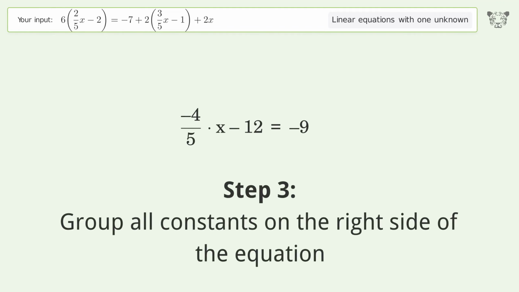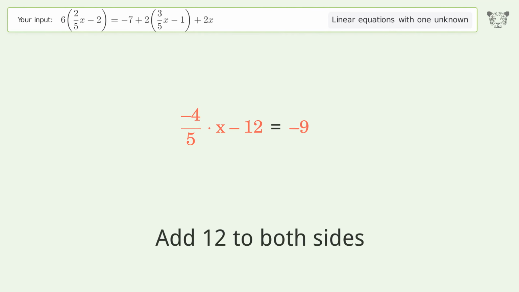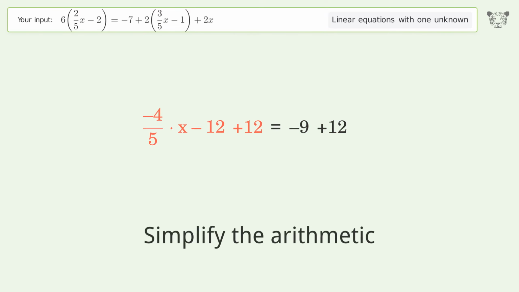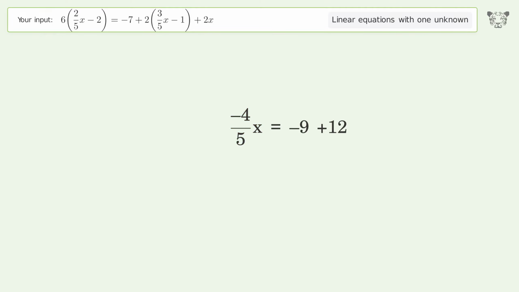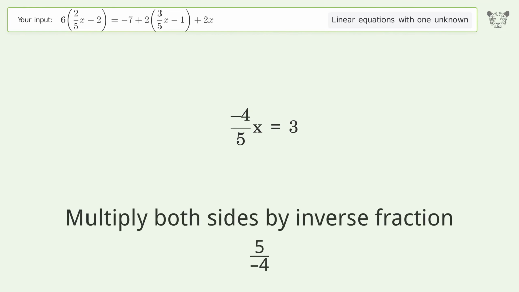Group all constants on the right side of the equation. Add 12 to both sides. Simplify the arithmetic. Isolate the x. Multiply both sides by inverse fraction 5/-4.